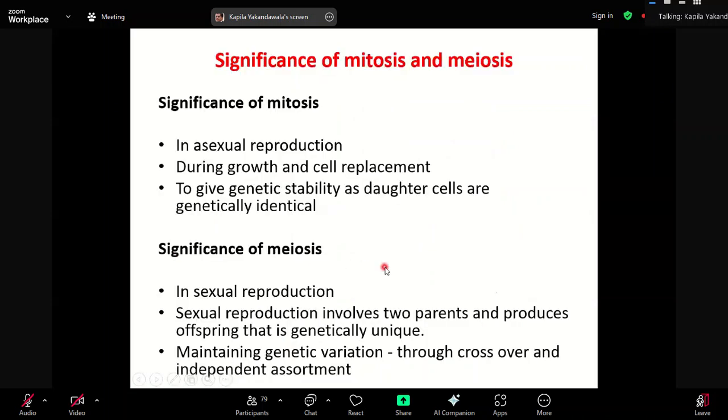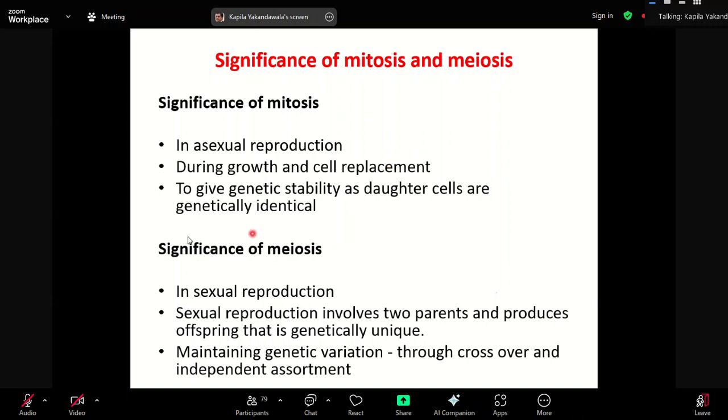Right. So finally, what is the importance of mitosis and meiosis? What is the importance of mitosis? It is helpful in asexual reproduction. Why? During cell growth and cell replacement. When a cell is replaced with another cell, mitosis happens.